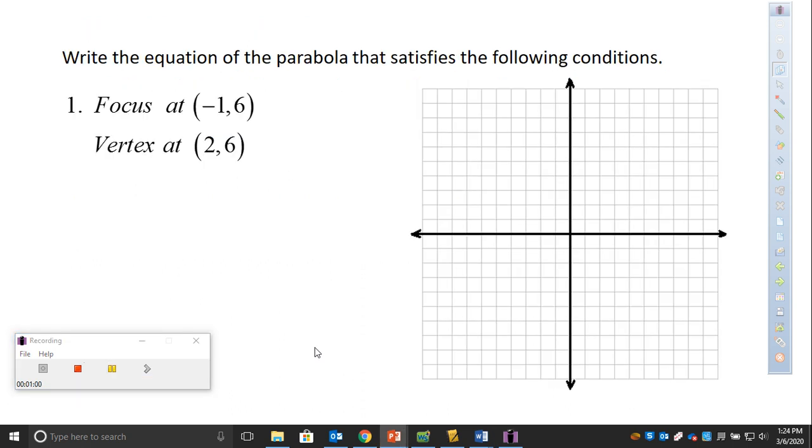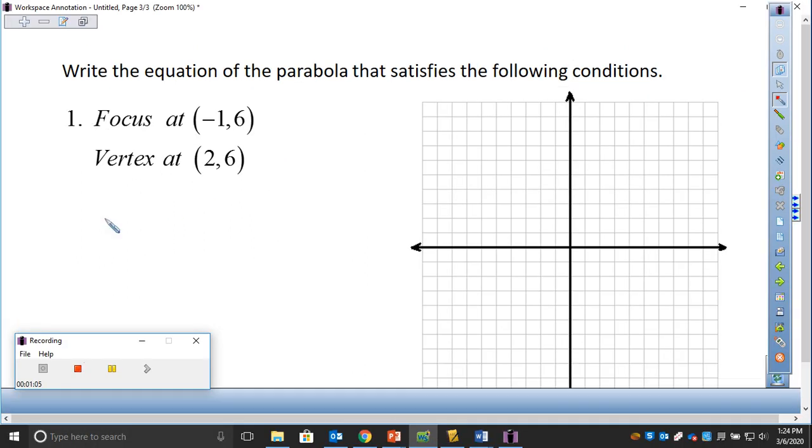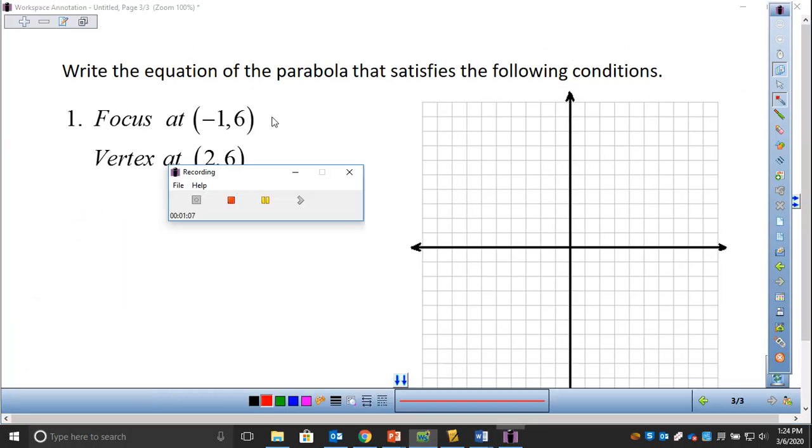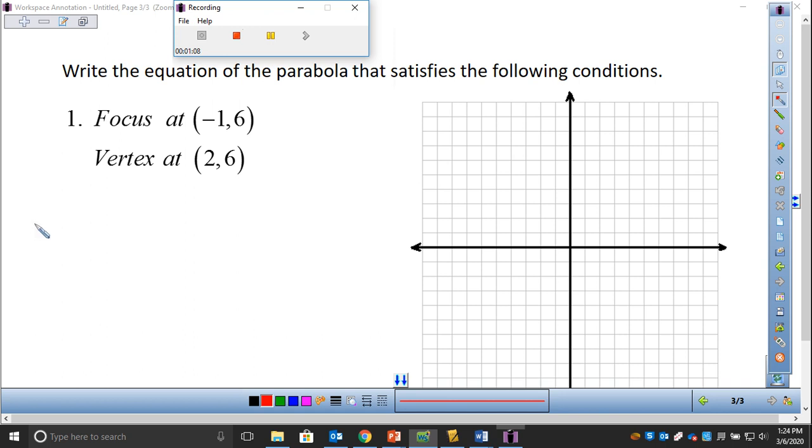So here's our first example. We're going to write an equation like we did yesterday. The 3 things we need when we're writing an equation are the same as they were yesterday. So we still need our direction, we need our vertex, and we need the p-value. Not all problems will always give you the vertex, but this one does.